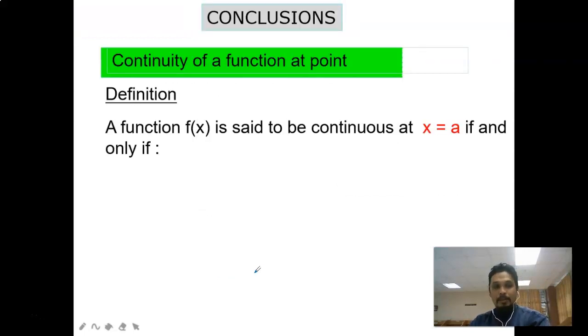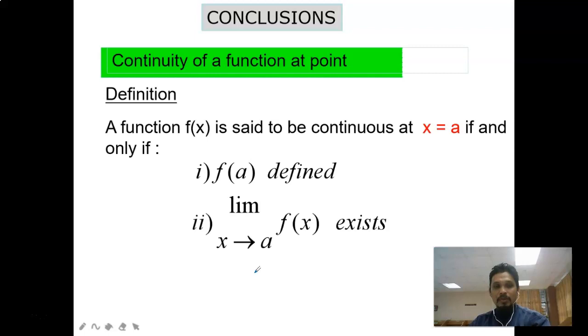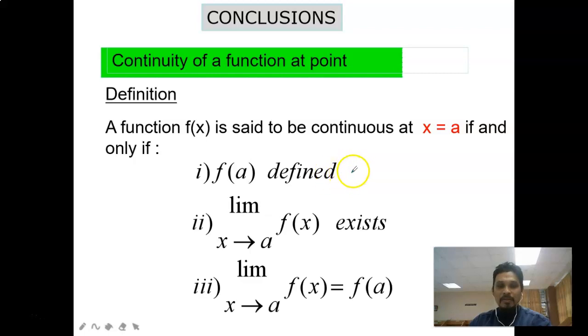So now, this is all the content of our discussion for this subtopic. First, make sure that f(a) is defined, the limit of the function as x approaches a exists, and make sure that the limit as x approaches a of the function f(x) equals f(a). Then we can say that the function f(x) is continuous at x equal to a.